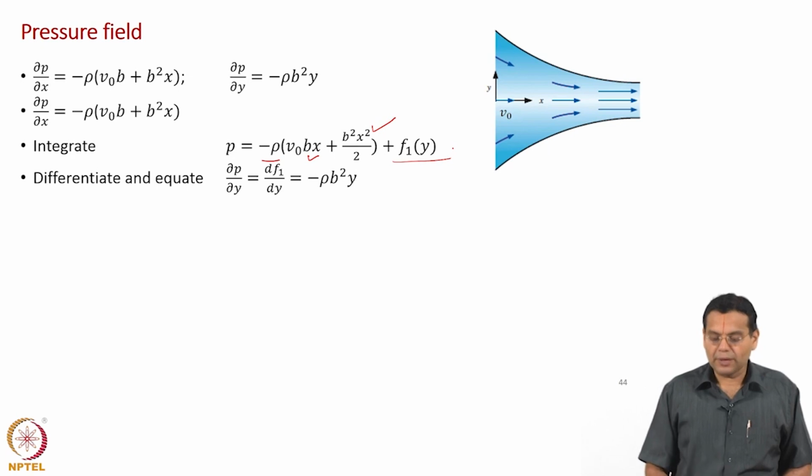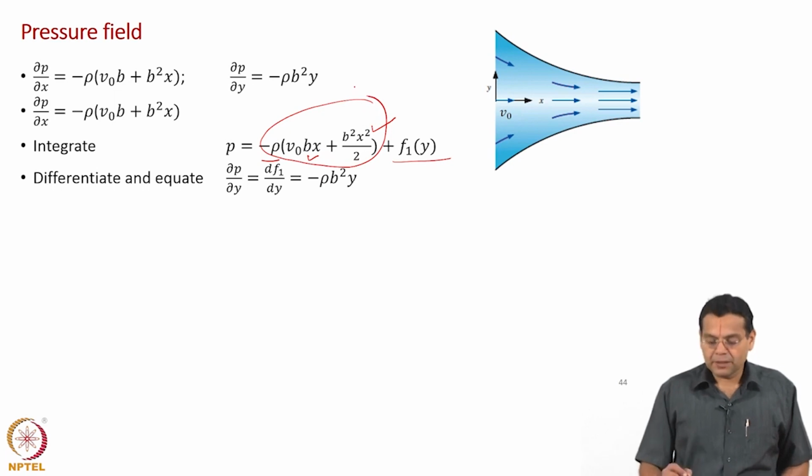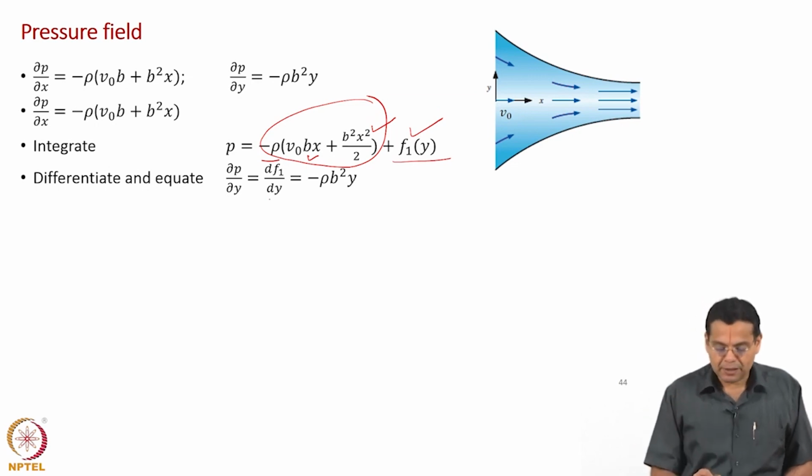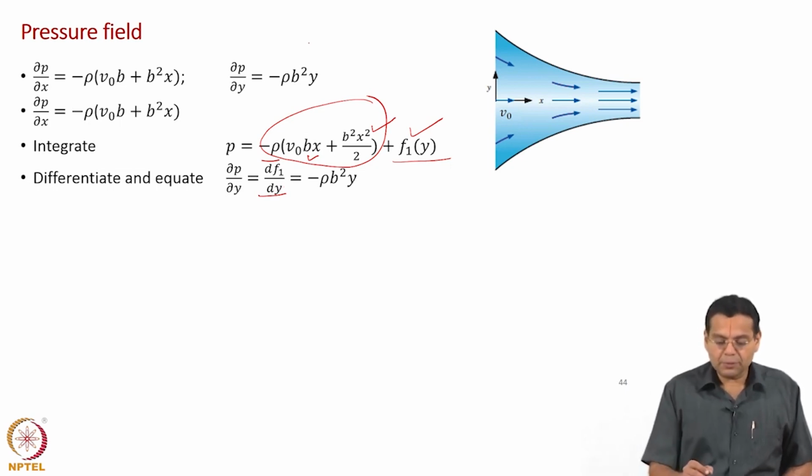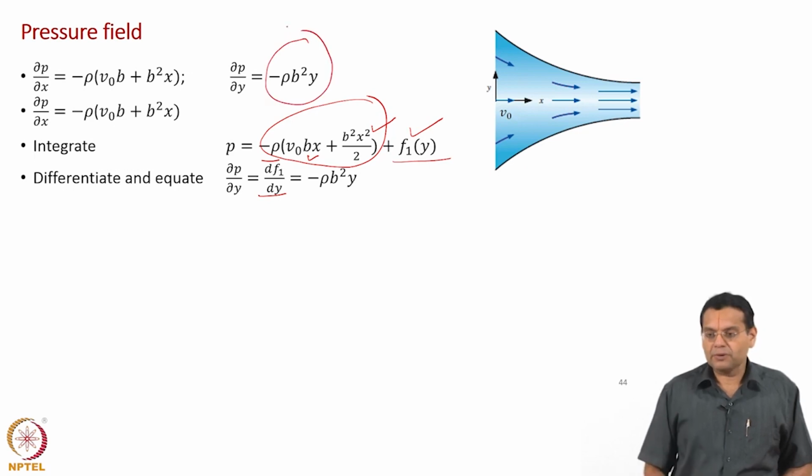So, ∂p/∂y is equal to, all these terms will not contribute because they are functions of only x. Now, this differentiation will become a total differential because f1 is a function of only y. That is why we have got df1/dy on the right hand side. Now, this should be equal to the ∂p/∂y which I have found out earlier. So, we are equating it to minus rho b squared y. Okay, that is why this says differentiate and equate.